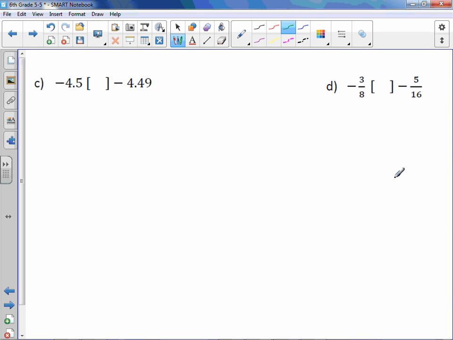Letter C, negative 4.5 and negative 4.49. Again, if these were positive numbers, 4.5 is greater than 4.49. Remember, you can put a 0 there. I like to think of it as money. $4.50, $4.49. This is bigger. However, because we have negative numbers, all I got to do is flip that sign. So negative 4.5 is less than negative 4.49. Okay?